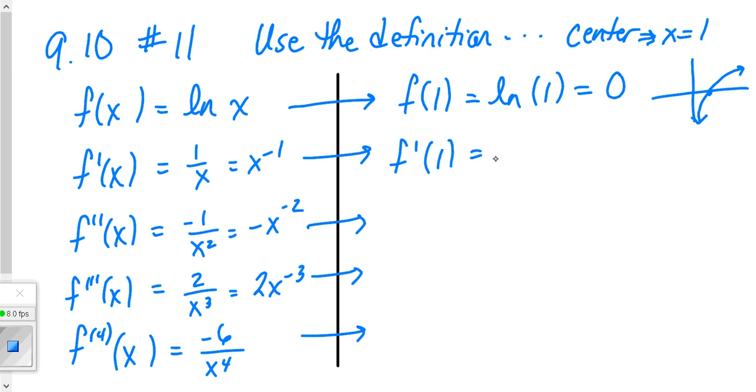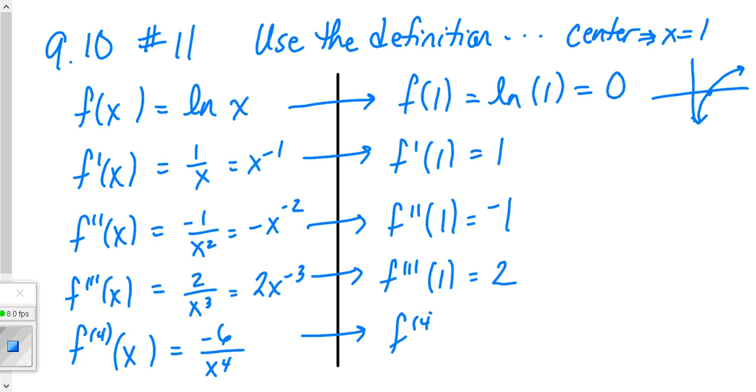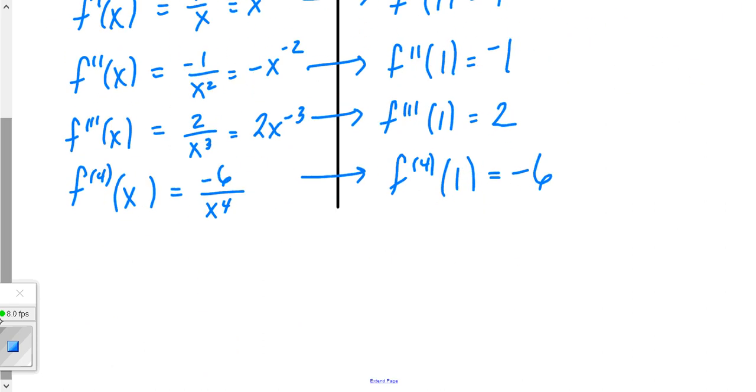This derivative evaluated at 1 would be 1. The second derivative evaluated at 1, that's a very weird looking one. Sorry about that, guys. All right, so the second derivative evaluated at 1 would be negative 1. The third derivative evaluated at 1 would be 2. And the fourth derivative evaluated at 1 would be negative 6. Okay, so I'm going to take those values now and substitute into my Taylor structure.